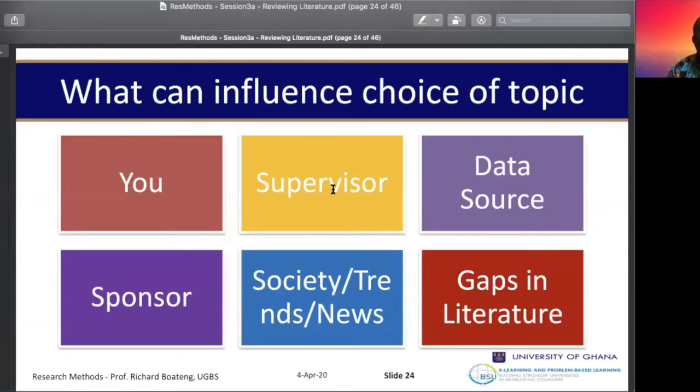When we began our session, I remember I mentioned that there are a number of factors that influence the choice of your topic. One of them being you, because you are the one going to do the work. And I mentioned your supervisor, the data source, the sponsor, the society, and trends and gaps in literature. Today, our focus is going to be on gaps in literature, and why gaps in literature tend to matter in every research endeavor that we are undertaking.